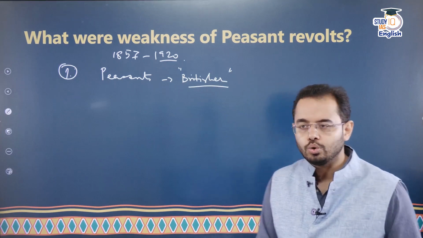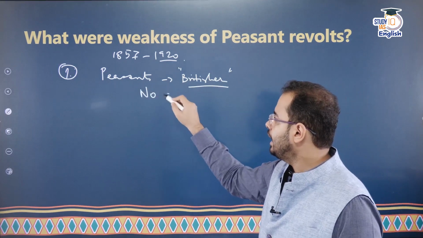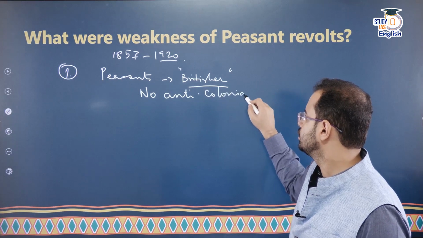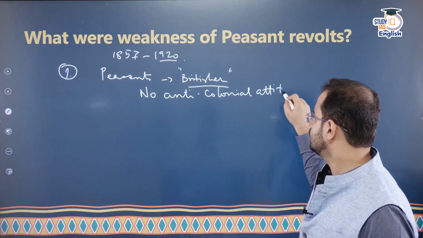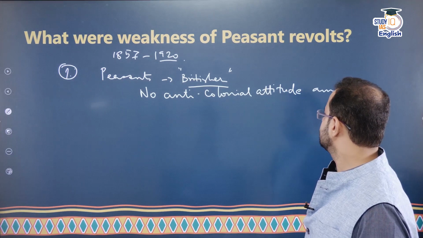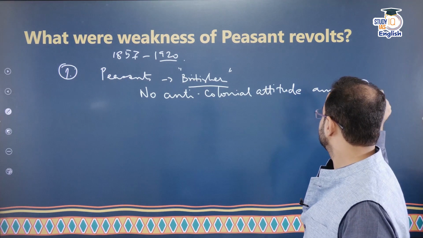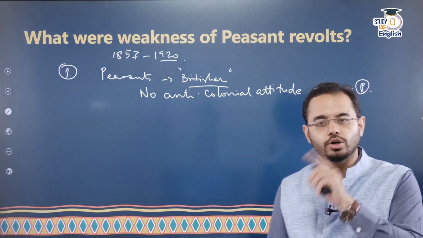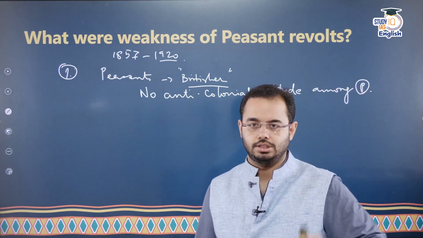So there was no anti-colonial attitude among peasants. They just wanted to get rid of zamindars and moneylenders. That is what he says. That is what Bipin Chandra says.